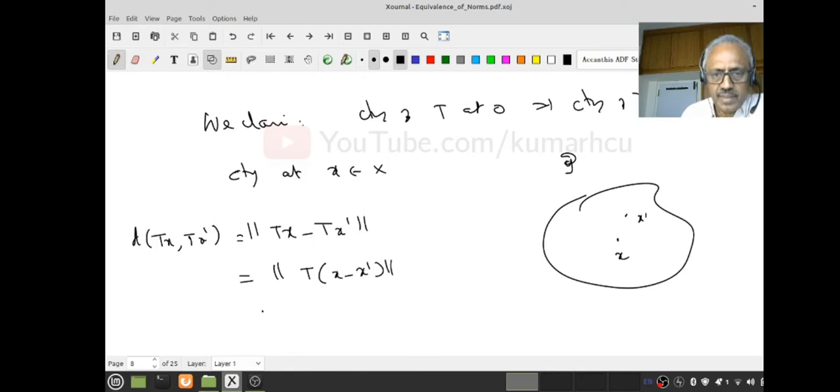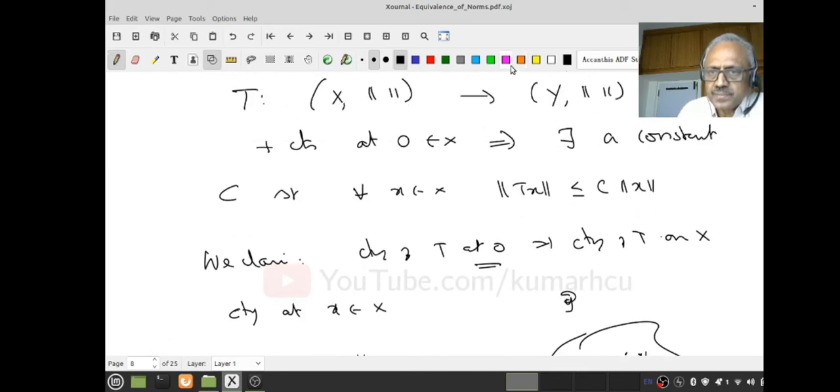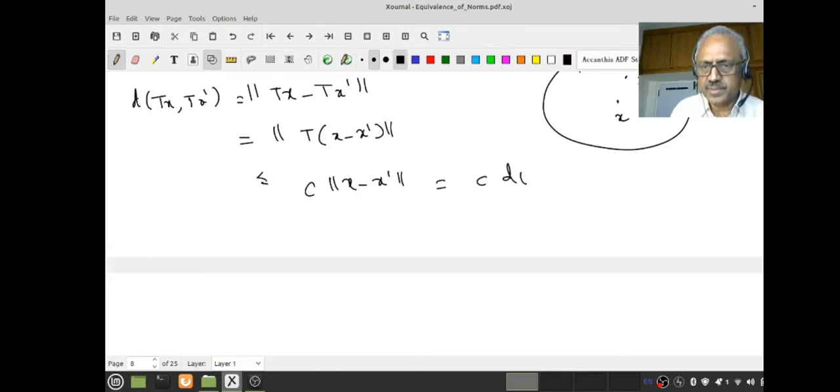This is equality. But then remember, it is already continuous at 0, therefore I know there is a constant c, so that this happens. Therefore, what do I get? I get this is less than or equal to c times the norm of x minus x dash. This is c times the distance between x and x dash.